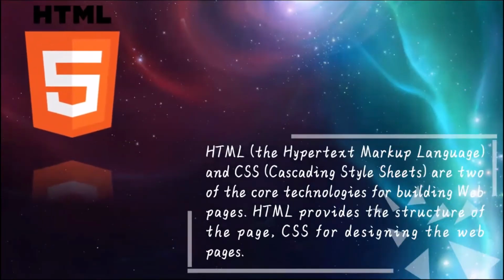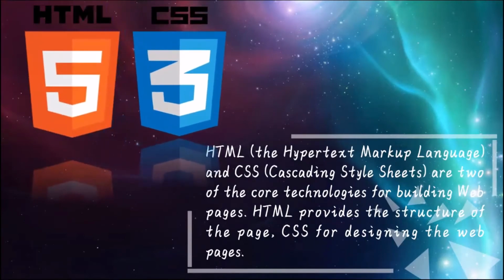HTML, the hypertext markup language, and CSS, cascading style sheets, are two of the core technologies for building web pages. HTML provides the structure of the page, and CSS is used for designing the web pages.